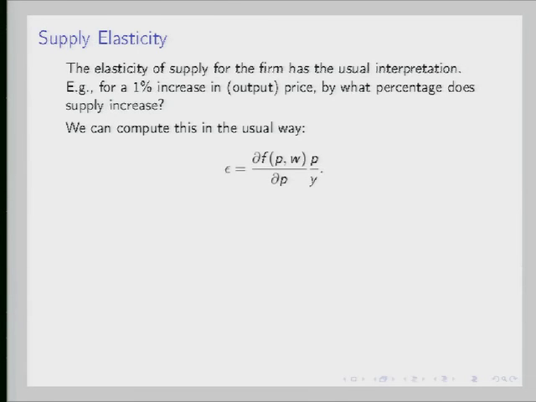This is the output y. This is the input price p. So dividing this slope by the slope of this ray gives us this formula for the elasticity, df/dp, all divided by y over p.